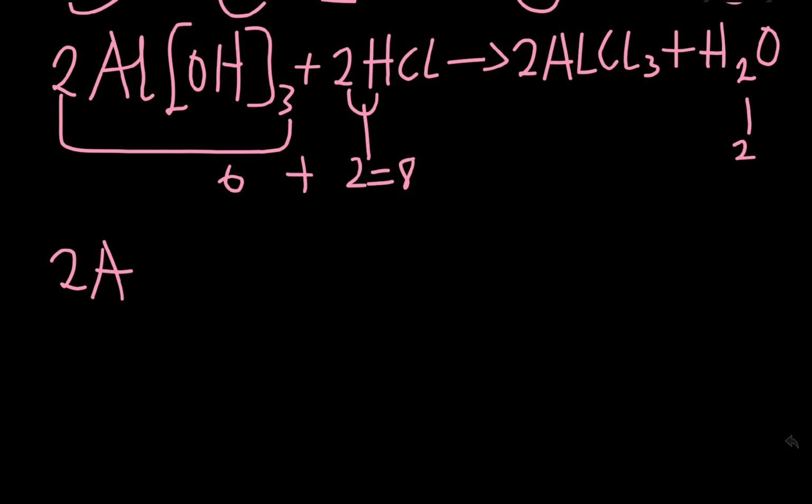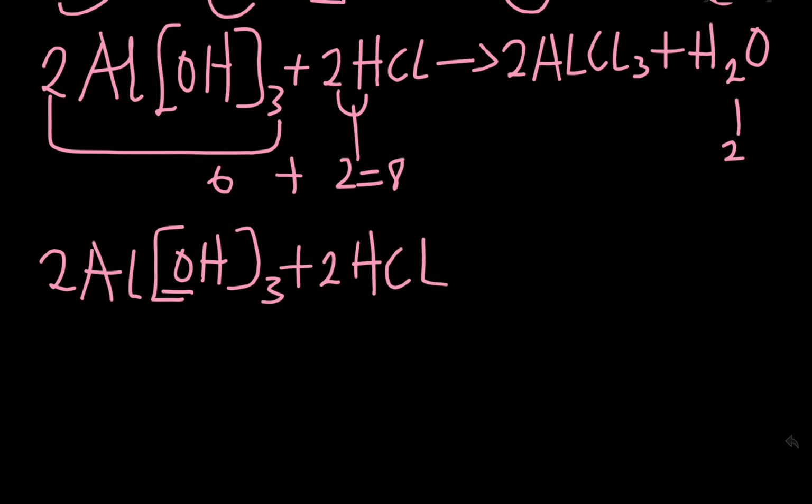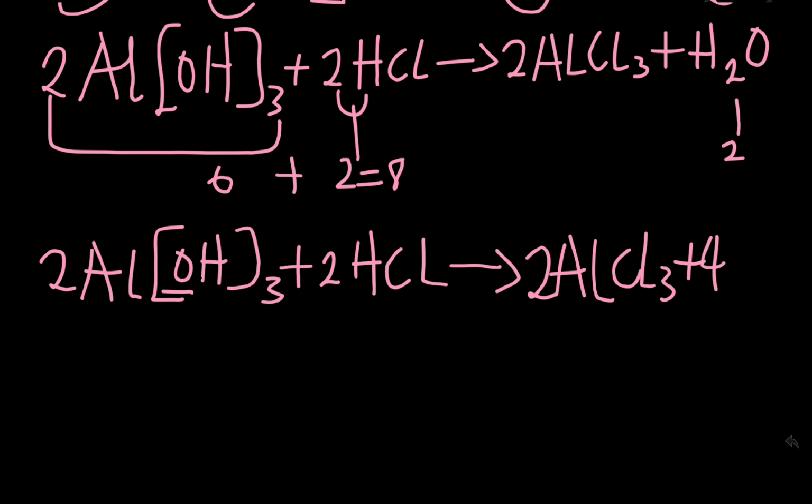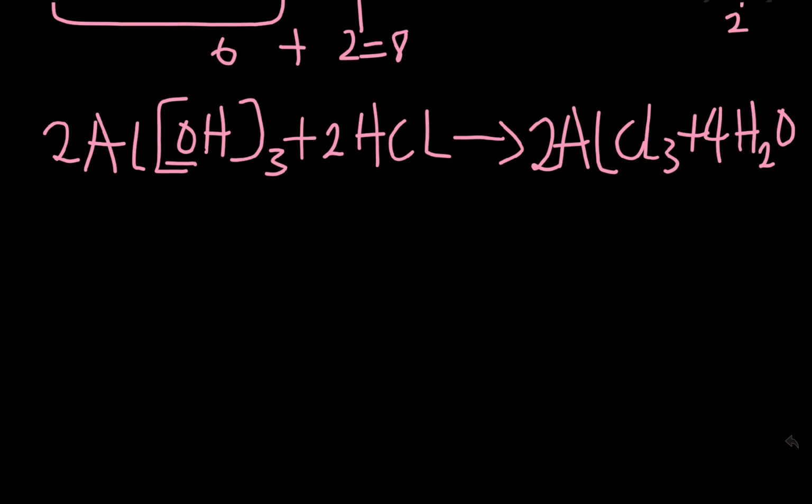2Al(OH)3 plus 2HCl gives us a product of 2AlCl3 plus 4. I'm introducing this 4 now, 4H2O. So we're having 4H2O now. Moving forward, 2Al on both sides balance.